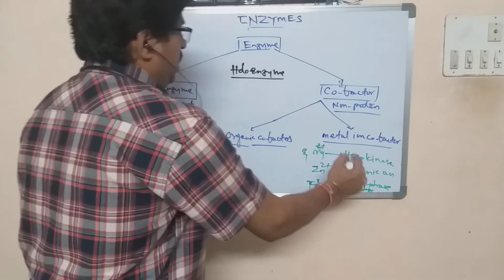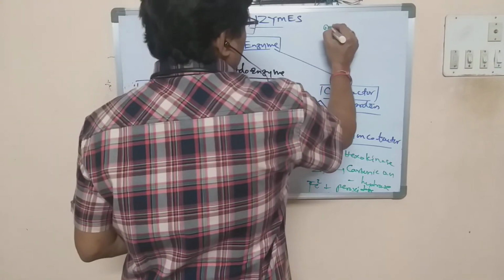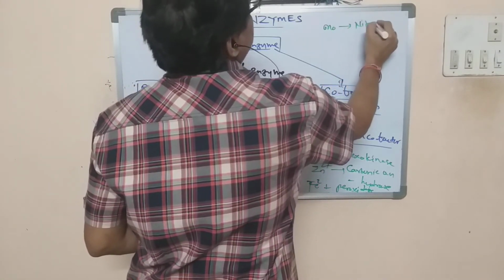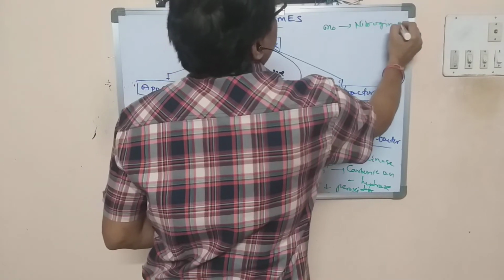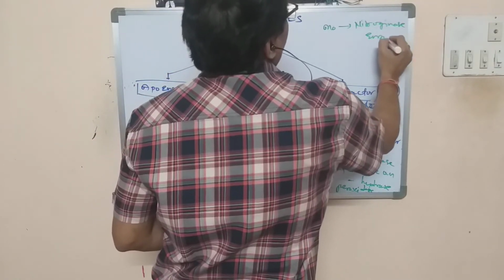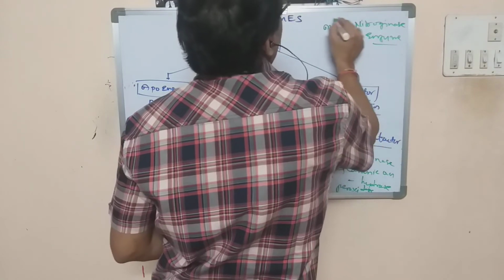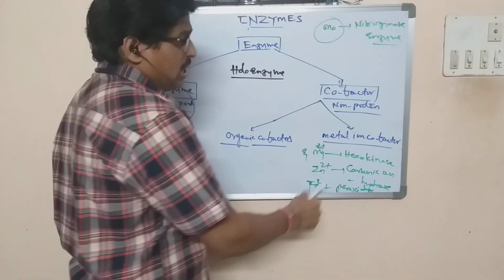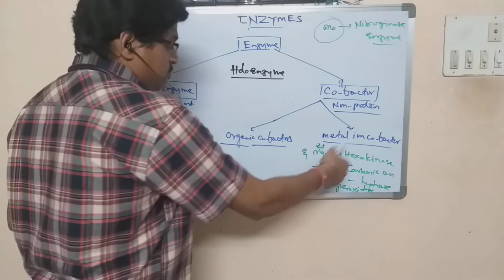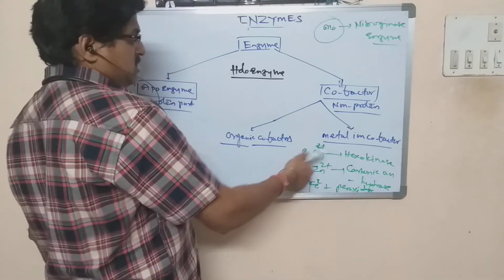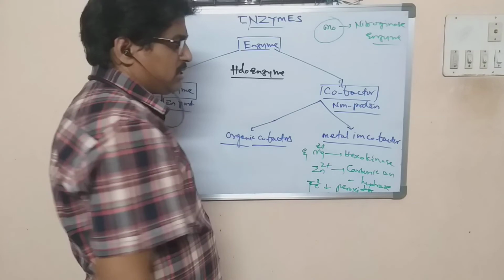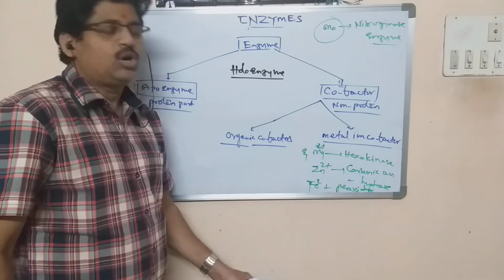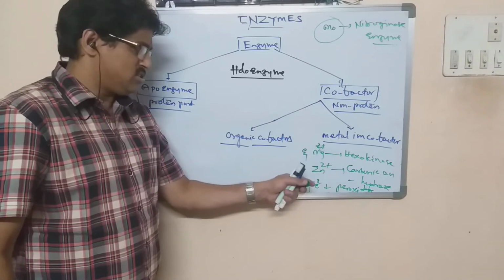Like this, molybdenum is there. We will see molybdenum in the case of the nitrogenase enzyme. In nitrogenase, one metal ion cofactor along with iron is present. So in hexokinase, carbonic anhydrase, catalases, and peroxidases, iron is present. They are all metal ion cofactors. Without these metal ion cofactors, these enzymes do not act as catalysts.